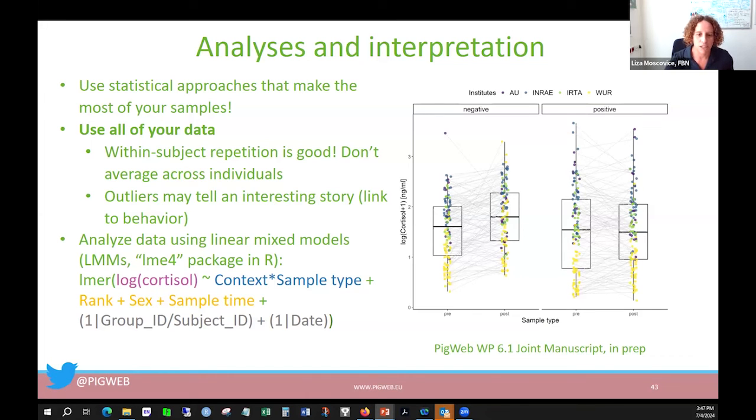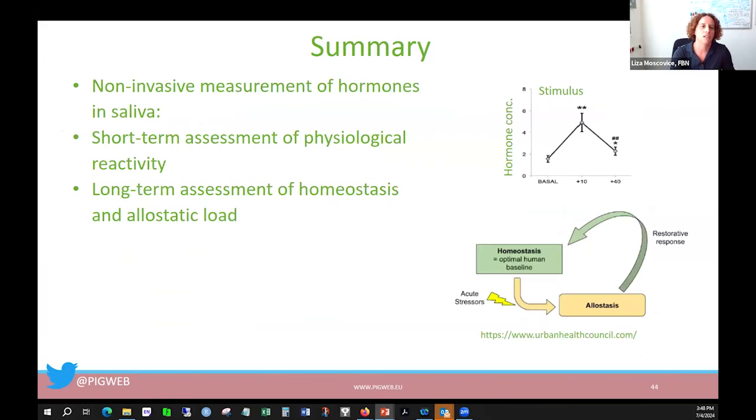This is for the PIGWEB project, where we have a joint manuscript we're working on actually across several institutes. And this is cortisol changes from pre to post sample in a negative context, and the same pre to post sample in a positive context. Here you see what I would say is the negative context was more arousing for the animals, but you have an increase in cortisol. You don't see that the positive context was arousing. At least you don't see the change in cortisol. And this is an example of applying this interaction to look at changes in reactivity. And I highly recommend thinking about your data that way.